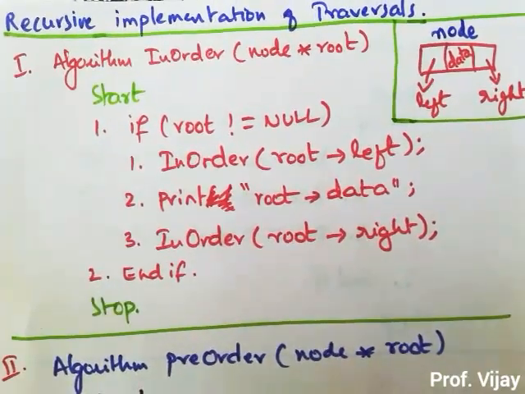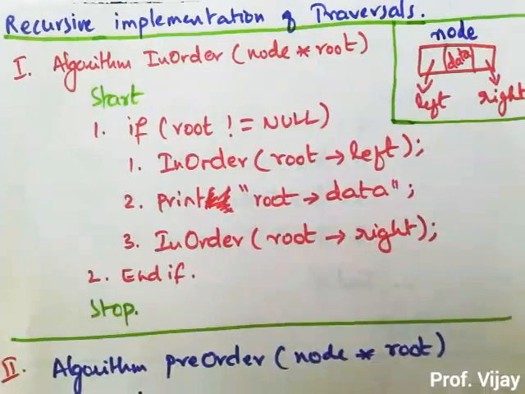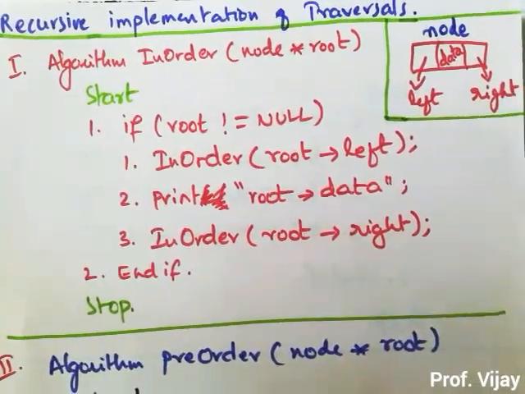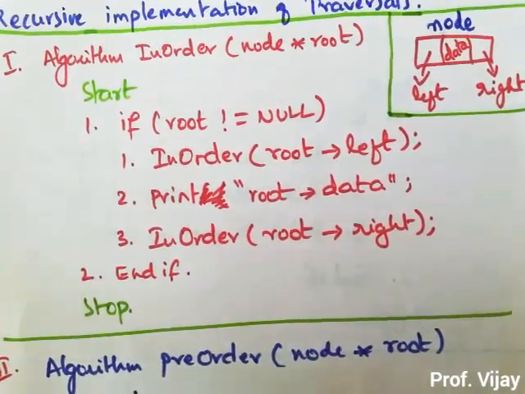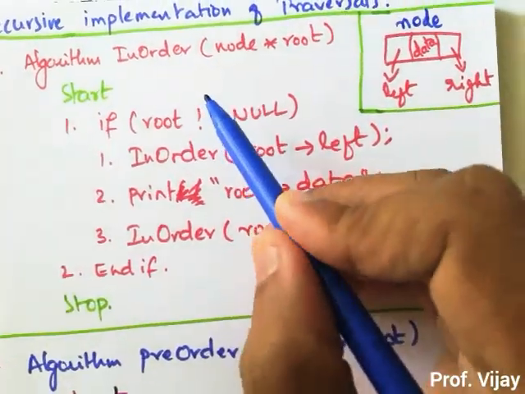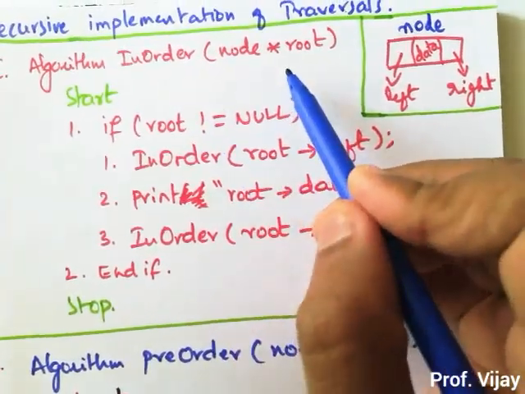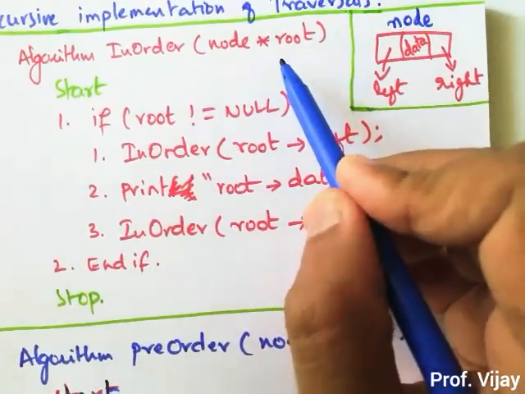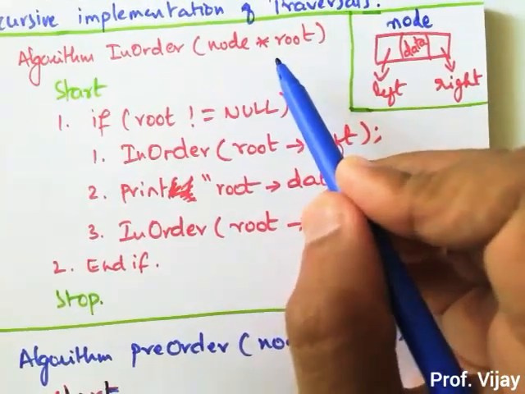We all know what a recursive function is. A recursive function is a function which calls itself. So here the function name is in-order, taking a single parameter, a node star pointer.